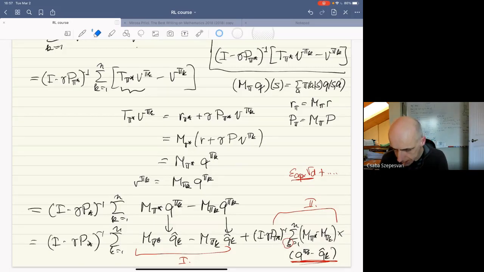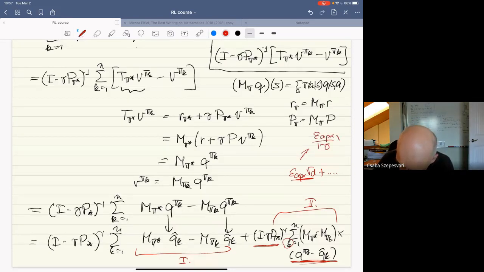And of course, from this operator, this I minus gamma pi inverse, you get a 1 over 1 minus gamma. So from this, you will see that, okay, the approximation error is divided by 1 minus gamma and multiplied with square root d, but there is no 1 over 1 minus gamma squared anywhere. And so if we manage to control the first term, then we'll be golden. All right, so that's the idea.